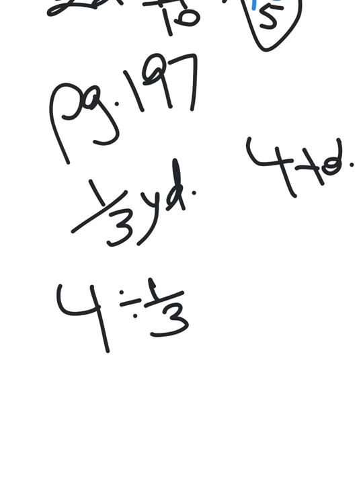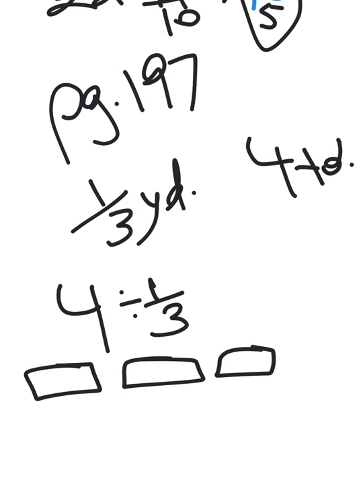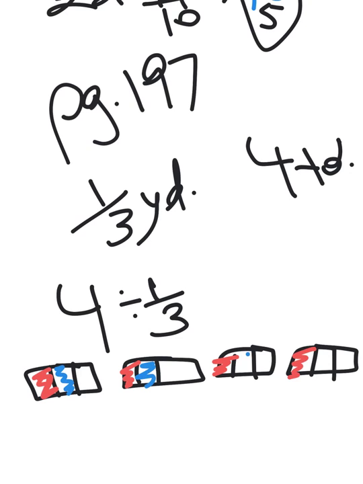You can draw models, so you can make 4 yards of ribbon. Each yard is going to be split into 3 pieces, and you know that she needs 1/3 yard out of each one of her 4 yards in order to make one greeting card. Now those 4 made one greeting card. The second 4 can make another greeting card. And the third 4 can make another greeting card.